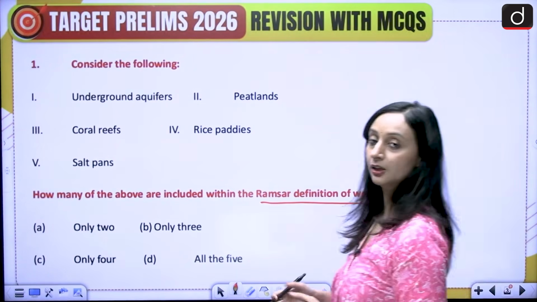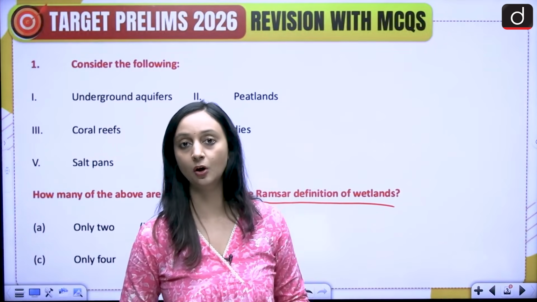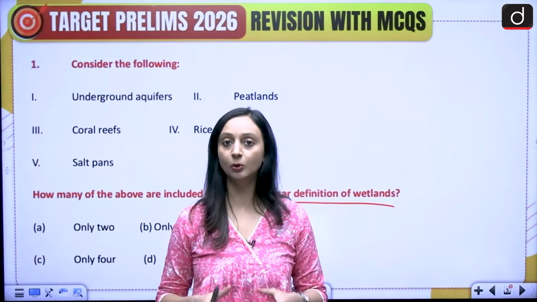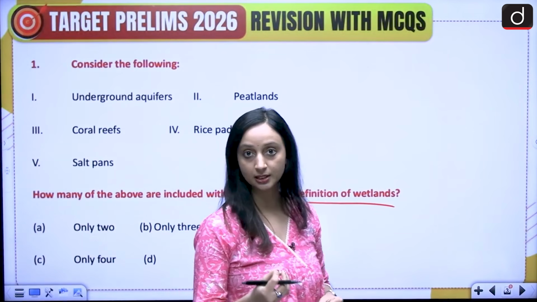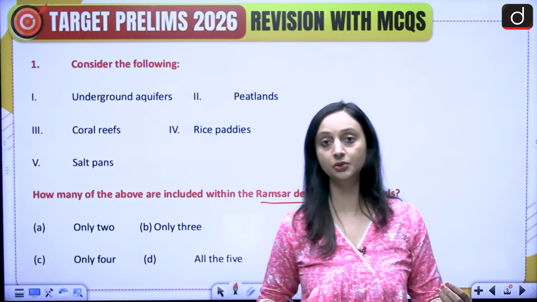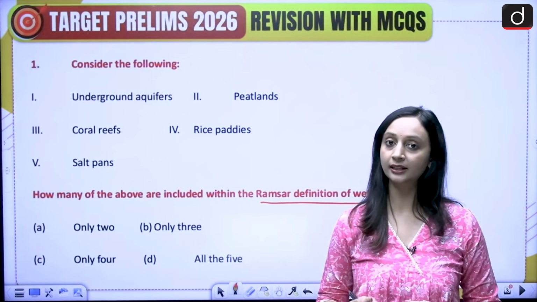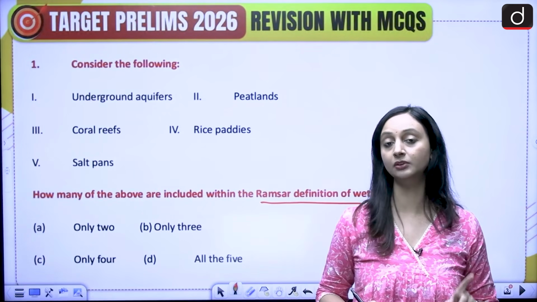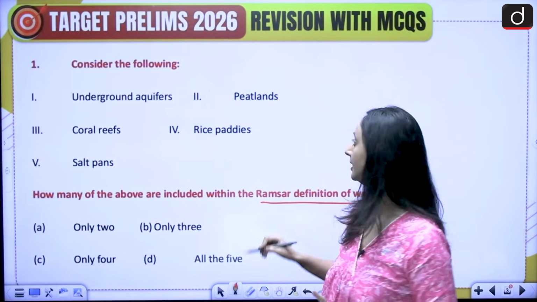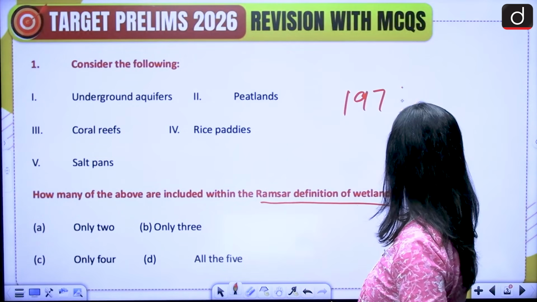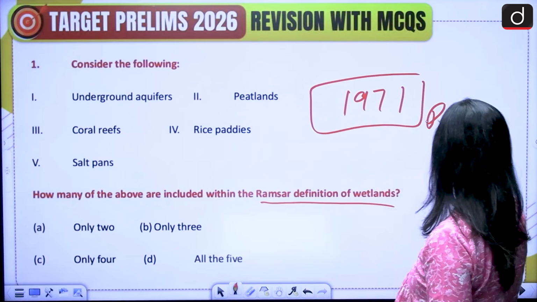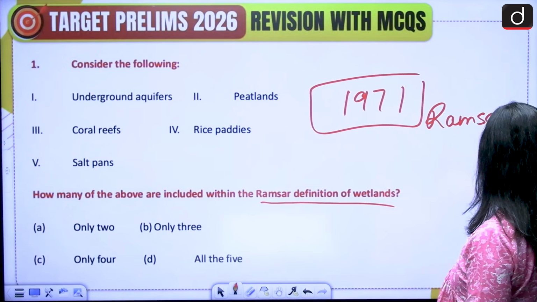Okay, so here we are talking about the Ramsar Convention on the protection of wetlands. So what are wetlands? Wetlands are like transition zones between a terrestrial ecosystem and an aquatic ecosystem. They're very ecologically sensitive zones and they have to be protected. And for that we have the Ramsar Convention that was signed in 1971 at Ramsar in Iran.